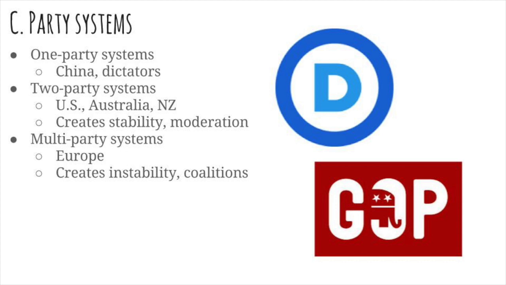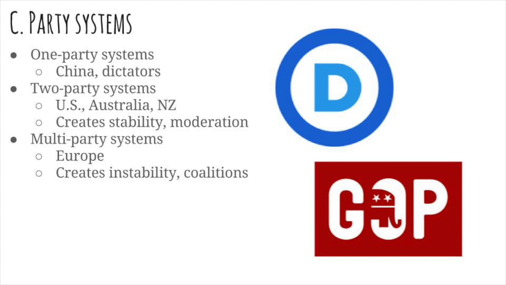Two-party systems are common in countries like the United States, Australia, and New Zealand. They often have very moderate parties and stability because in order to win half of the votes, you have to incorporate at least some of the middle ground views into your party. So we have that kind of a system, and we'll talk about it in a minute why.